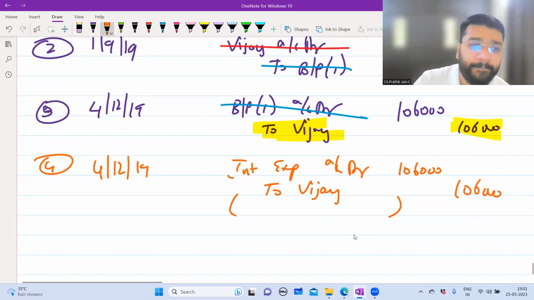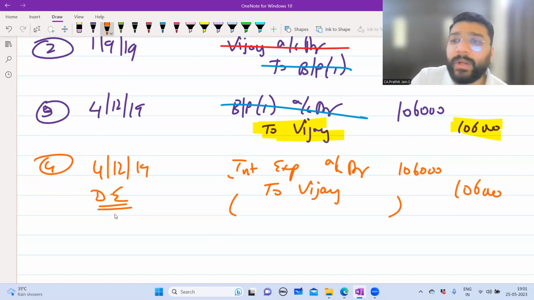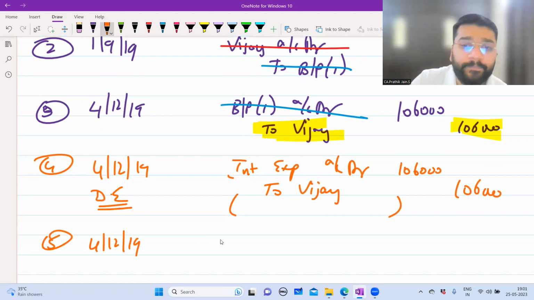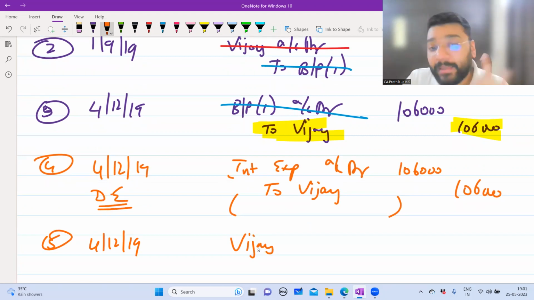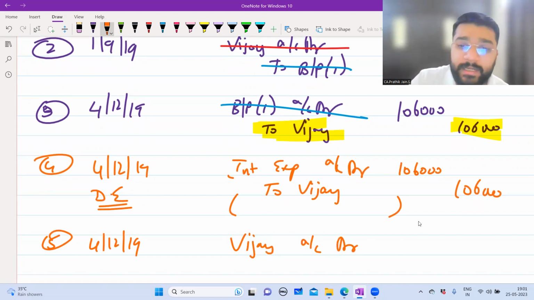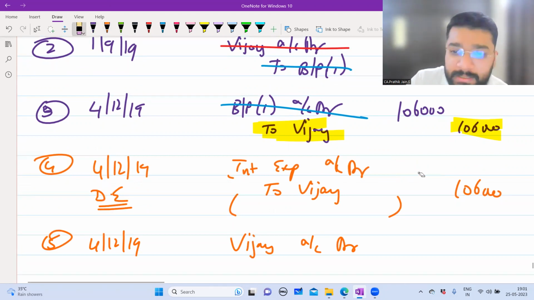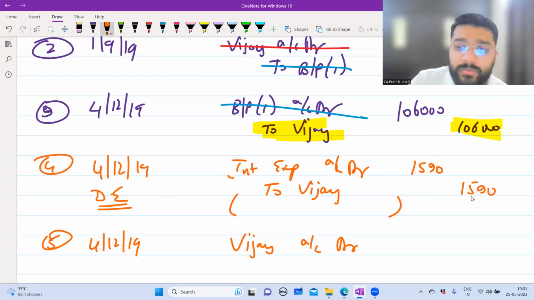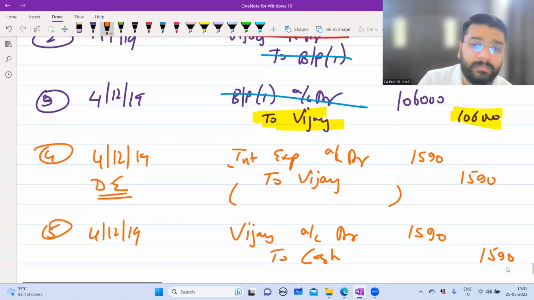Next, what is happening, Disha? On the very same date, what is happening? This is the due entry, DE. Then on the very same day, to cash or bank, we are closing Vijay's account because to that extent we have paid him. So we are closing the creditor to the extent of not 1,06,000, sorry, it is 1590. Am I right? Yes, sir. So to the extent of 1590, we're closing his account. So it is to cash or bank 1590. Very good. Then what is happening, people?